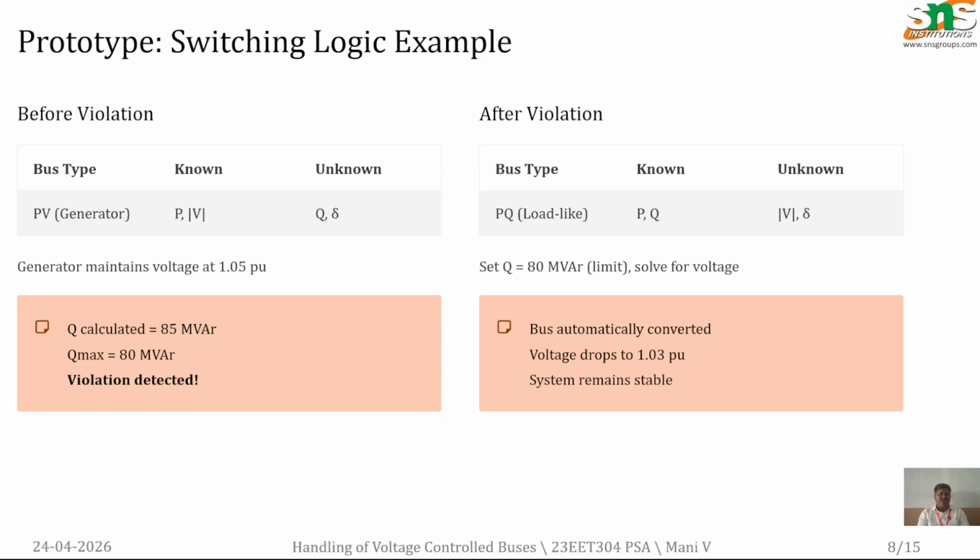So this is a prototype: the reactive power limit before violating and after violating. Before violating, it is considered a PV bus, that is, a generator bus. Here the known parameters are real power and voltage, and the unknown values are reactive power and voltage angle. After violation, it is converted from a PV bus into a PQ bus, that is, a load bus. Here the known values are real power and reactive power, and the unknown values are voltage and phase angle.